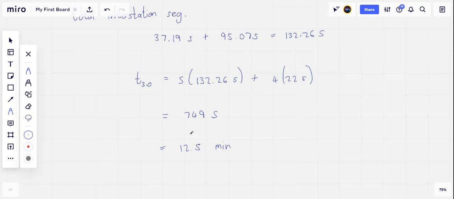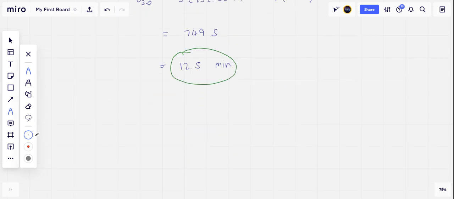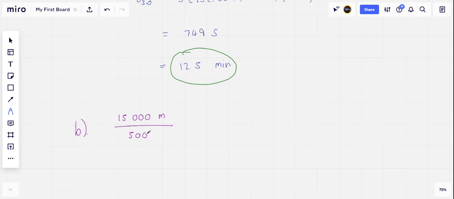So that's the time the train will take for the total trip, where the distance between the stations is 3 kilometers. So now let's repeat this process for the stations being 5 kilometers apart. So 5 kilometers is 5,000 meters. So 15,000 divided by 5,000 gives us 3 interstation segments. So a train making the entire trip would have 3 interstation segments and 2 stops of 22 seconds each at each of the intermediate stations.